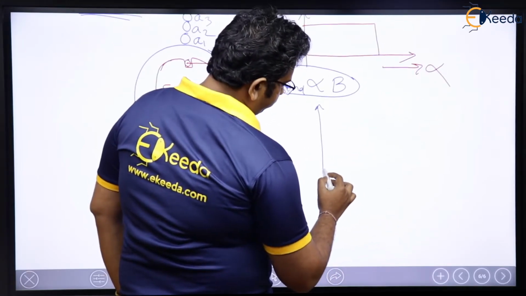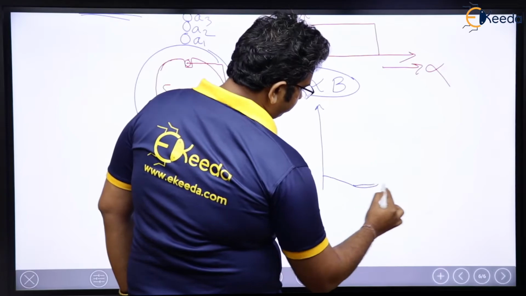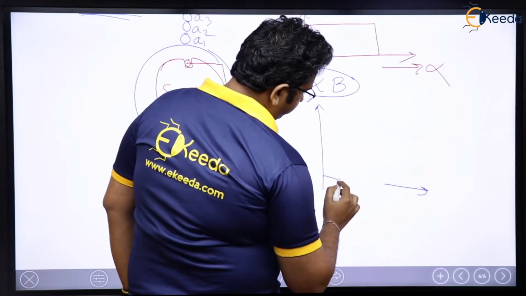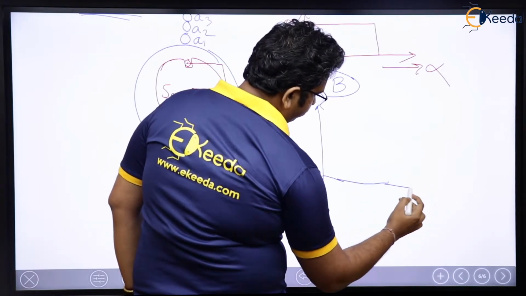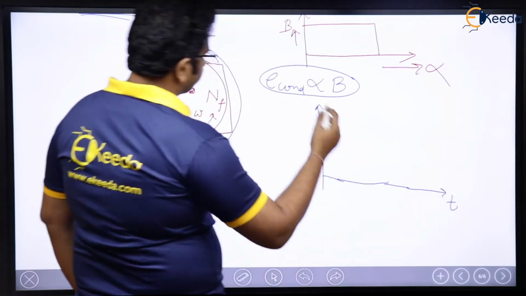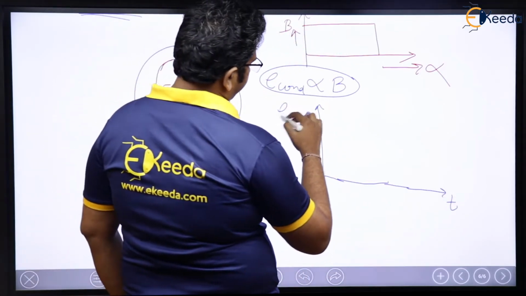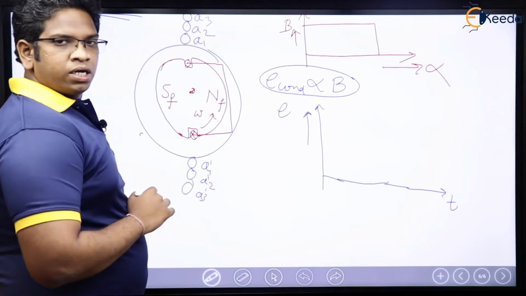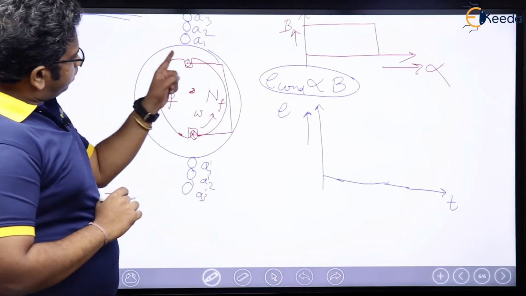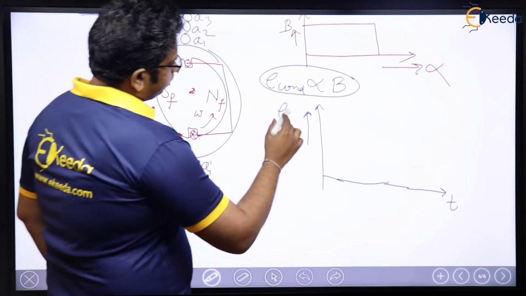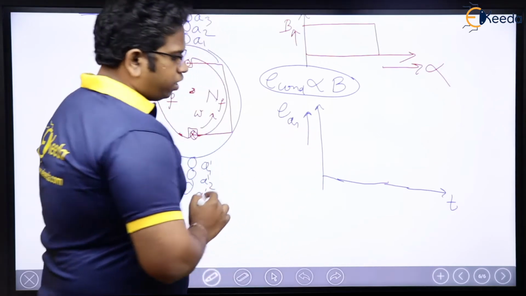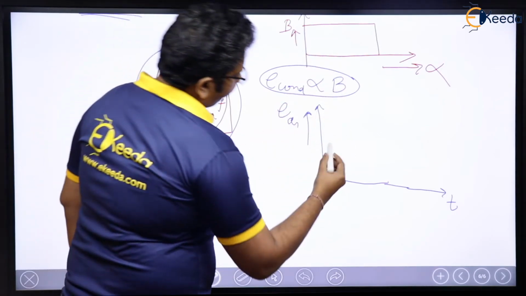Very easy and very important. Don't worry, this is very easy. This is going to be time, and this is going to be E conductor, E. Now, let me consider EA1 first. How will it be? EA1 will also be the same way.